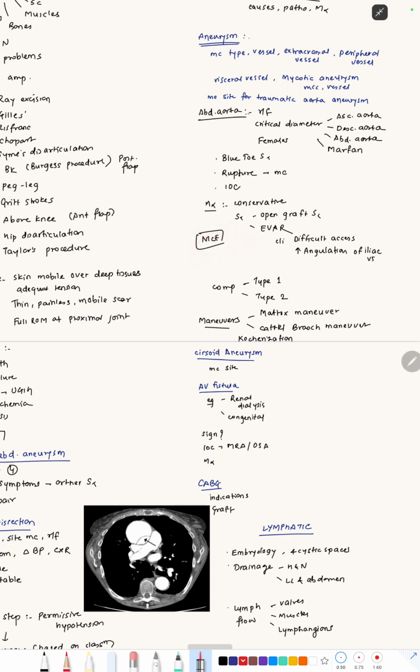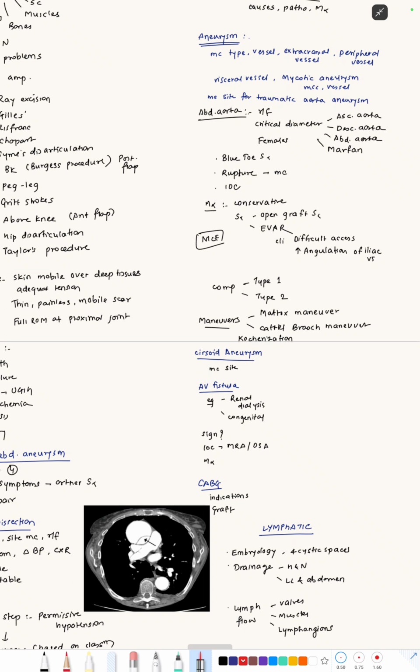Now the complications are the endoleak. There are a total of 5 types of endoleak, out of which type 1 and type 2 are important. Type 1 is seen in thoracic aorta aneurysm repair, and type 2 endoleak is seen in abdominal aorta aneurysm. In type 1 it is because of improper seal, and type 2 is a retrograde type of leak.